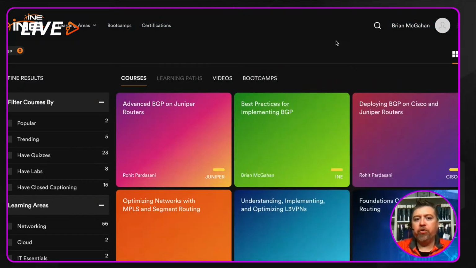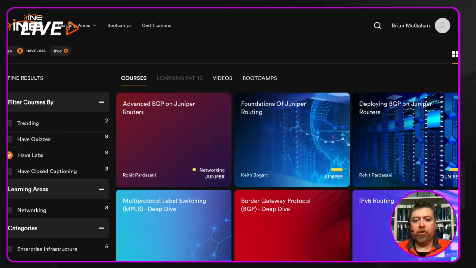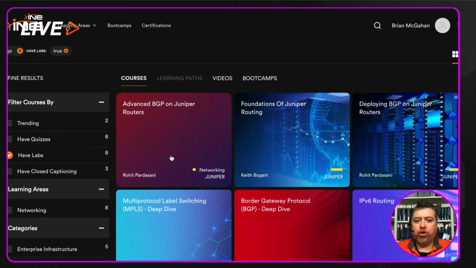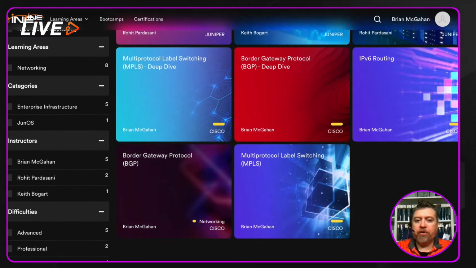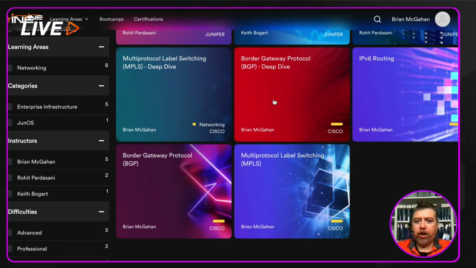Another thing that you can do is to use the search engine. So for example, I search for BGP, which is the Border Gateway Protocol, and then you can say filter courses by ones that have labs. So if we filter just by labs, we can see some of the new Juniper courses that I was referring to. So there's 3 courses here. There's Foundations of Juniper Routing, Deploying BGP on Juniper Routers, and then Advanced BGP on Juniper Routers. But then you can see there's other courses that are under the Cisco vertical that also have labs. So there's a course here on BGP Deep Dive. There's one that's on multi-protocol label switching.